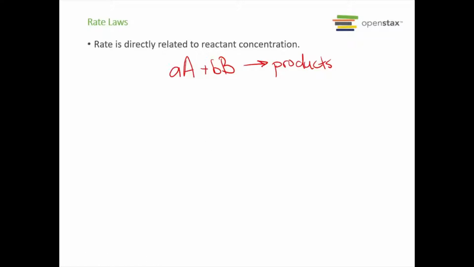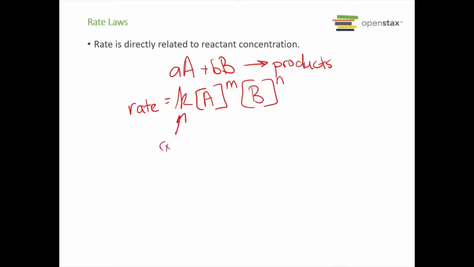A generic rate law looks something like this. The rate of the reaction is equal to some constant k times our concentration of A raised to the m power times the concentration of B to the n power. So k is the reaction constant. Okay, m and n are just our powers.